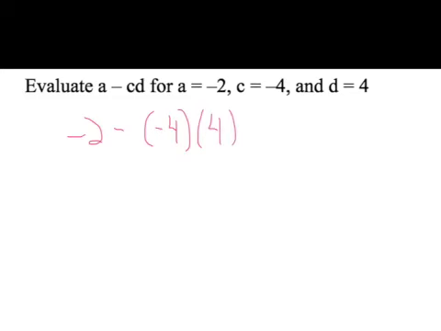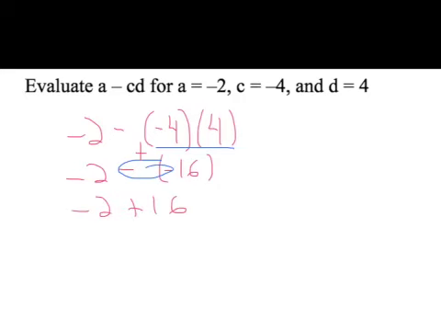Order of operations says I do multiplication first, so bring down the negative 2. We're going to bring down the minus sign. And then negative 4 times positive 4 is negative 16. Right? I have double signs here. 2 negatives make a plus. So to rewrite it, I have negative 2 plus 16. Negative 2 plus 16 is 14.